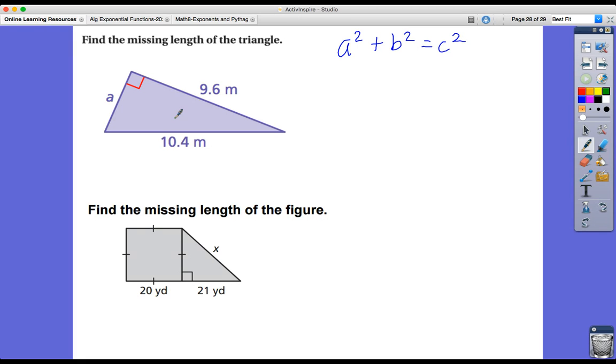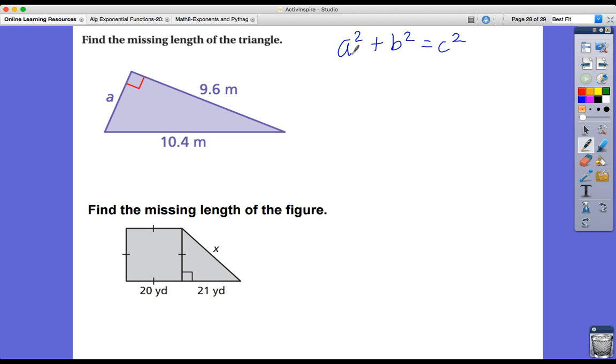So in this example that we have, we can see that the side that we're missing is A. So now we just have to decide which one is B and which one is C. Well, we know that C is always going to be the side length that's across from the 90-degree angle, thinking about this 90-degree angle square as an arrow pointing at our C. So we know that 10.4 is our C, so that makes 9.6 our B.